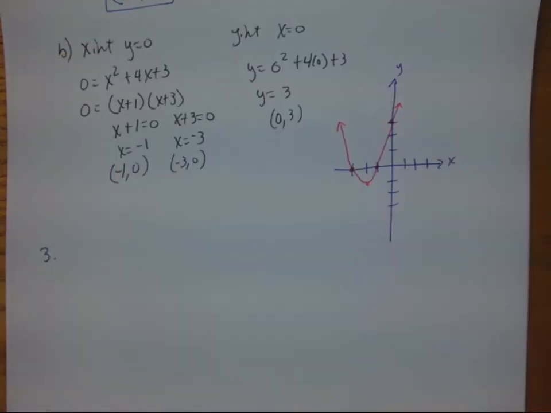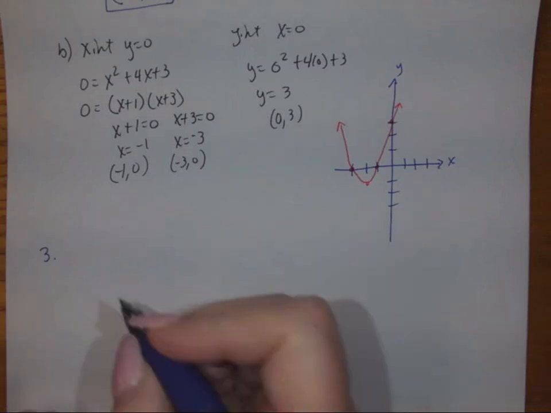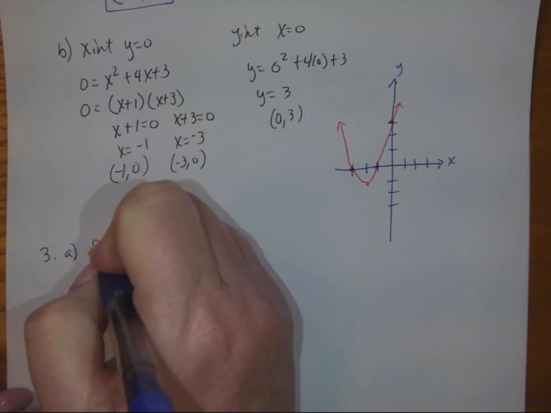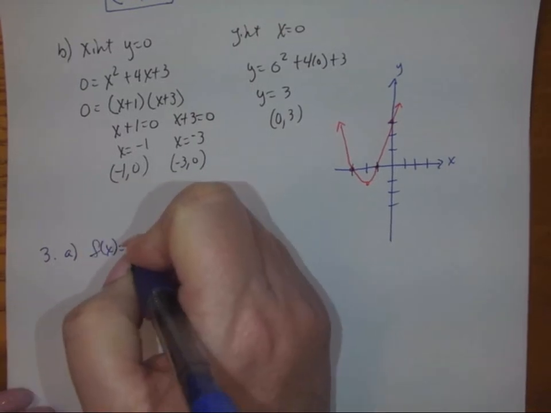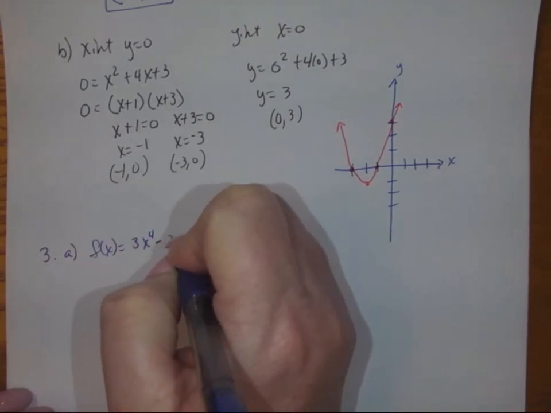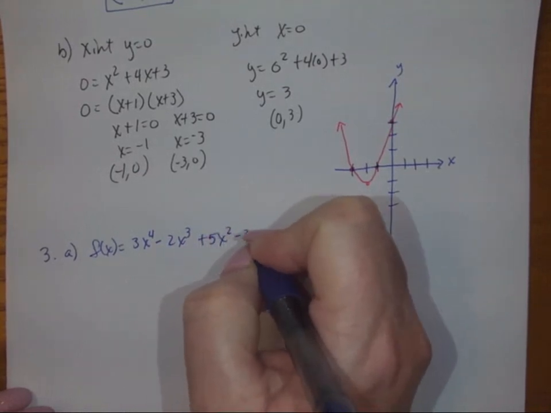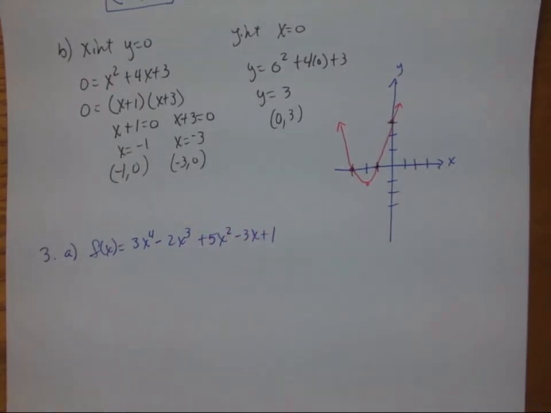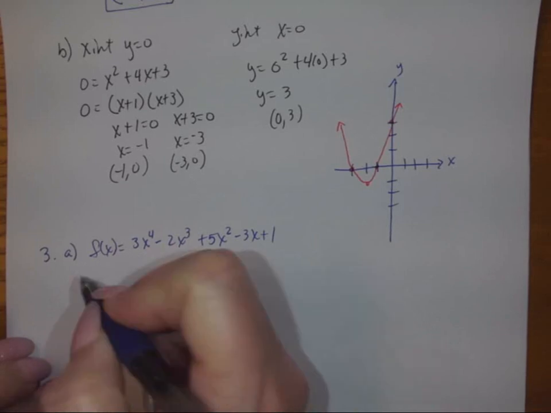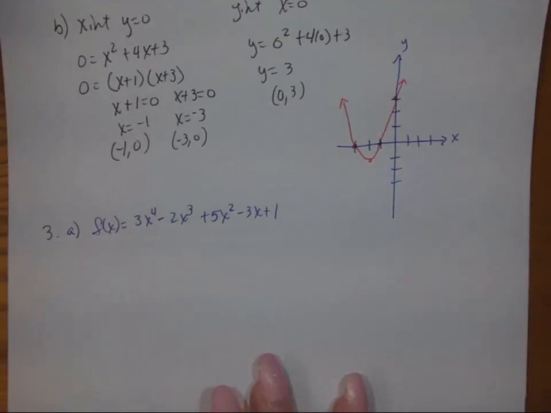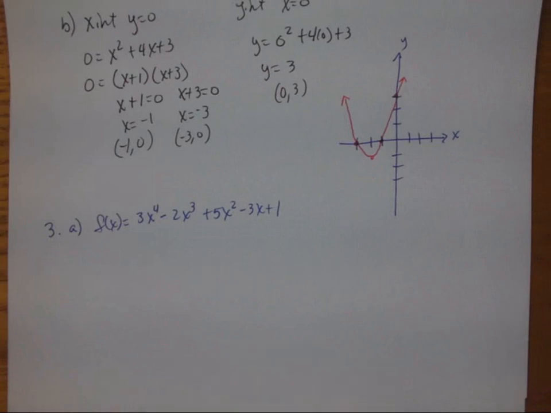So when we're looking at the problem, let me write the problem out so you know what it is. We have f of x is equal to 3x to the 4th minus 2x cubed plus 5x squared minus 3x plus 1. We don't really care about all the stuff after the leading coefficient because that's really all we have to look at. So we need to figure out what the leading coefficient is. We need to know whether it's positive or negative. We need to know what the degree is.